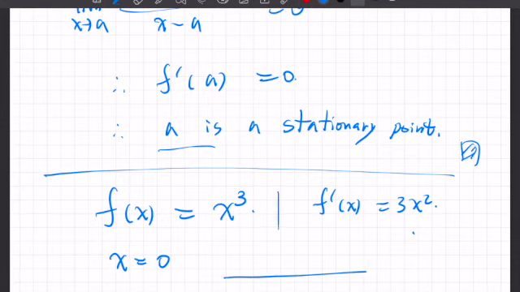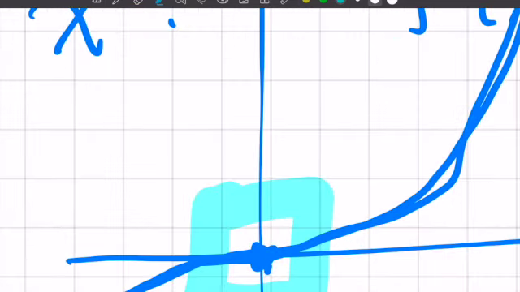So if you plot this function, it looks like this and like this. So at this point, x equal to 0, the gradient of the tangent line is horizontal. It's 0. So the derivative is 0. But it's not a local maximum or minimum. In fact, if you magnify the region around 0, it is increasing. It's strictly increasing, with no maximum and no minimum.